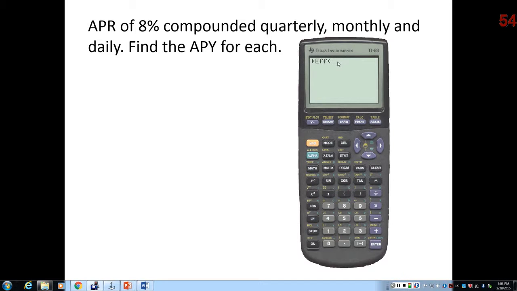Now, what you're going to put in for this one, you have 8%, and it's compounded quarterly. So you're going to type in 8. Then comma, quarterly would be what? 4. And press enter. So your amount should be 8.24. Questions on that one?